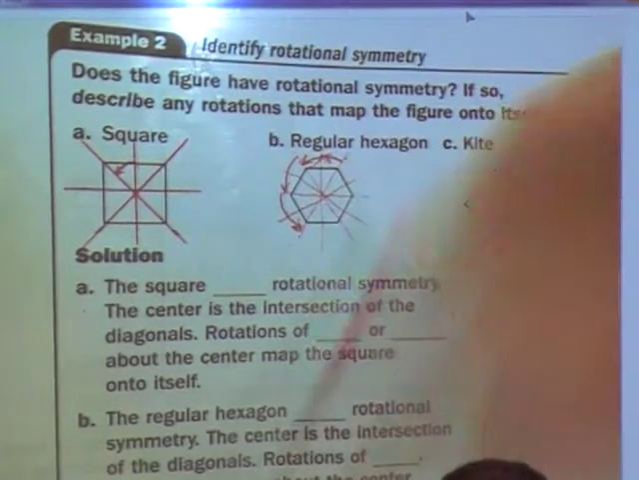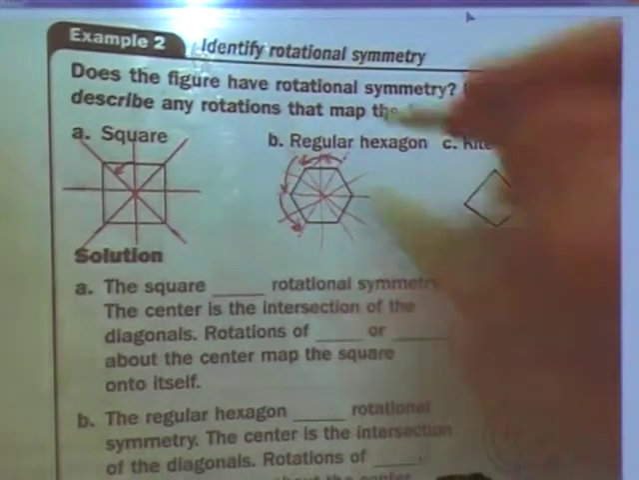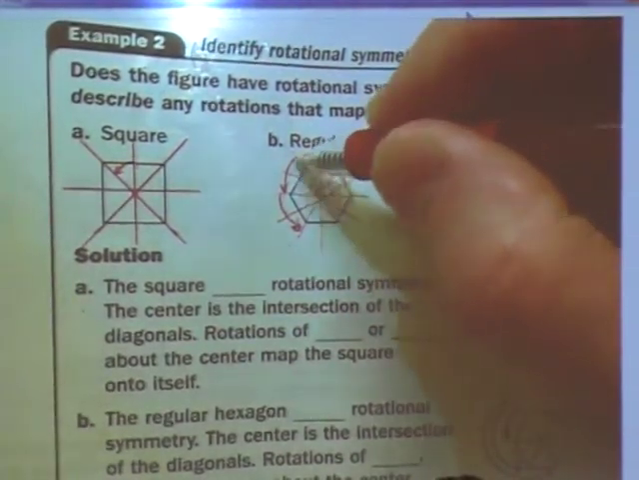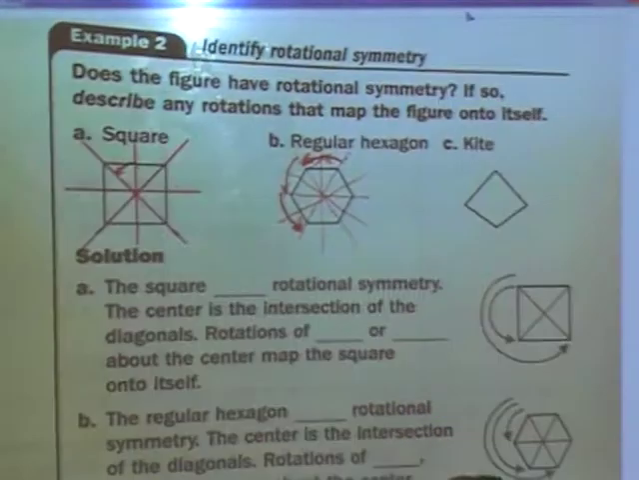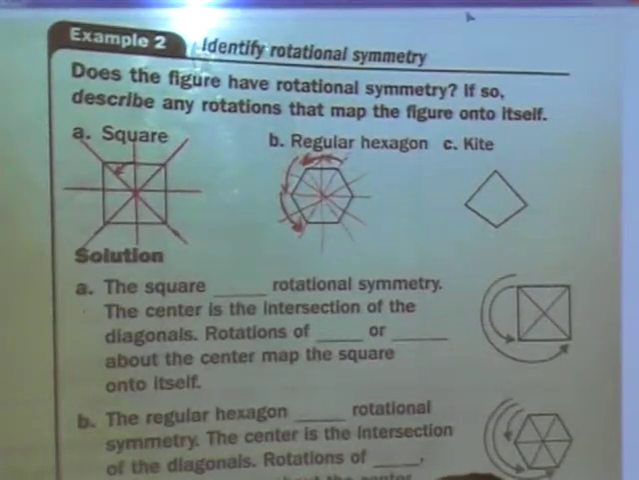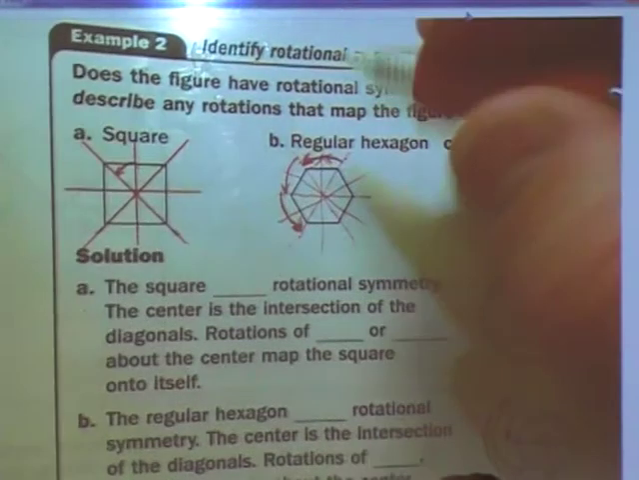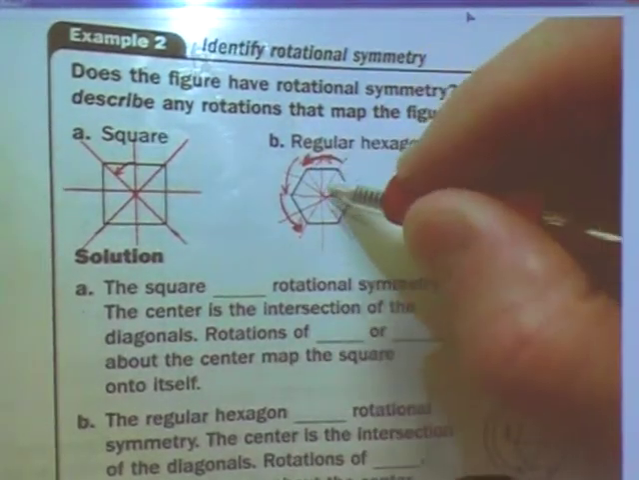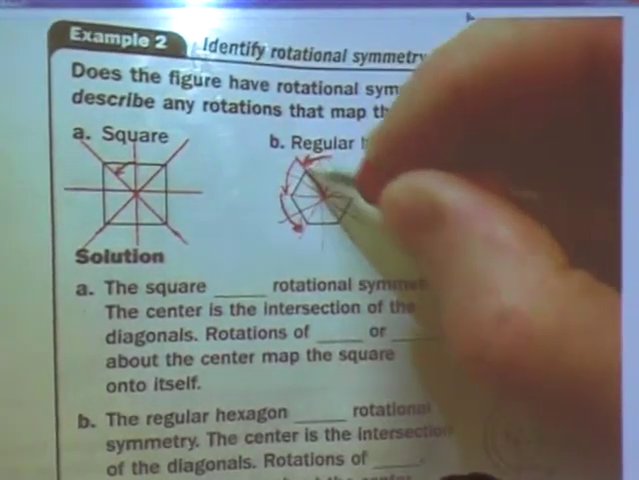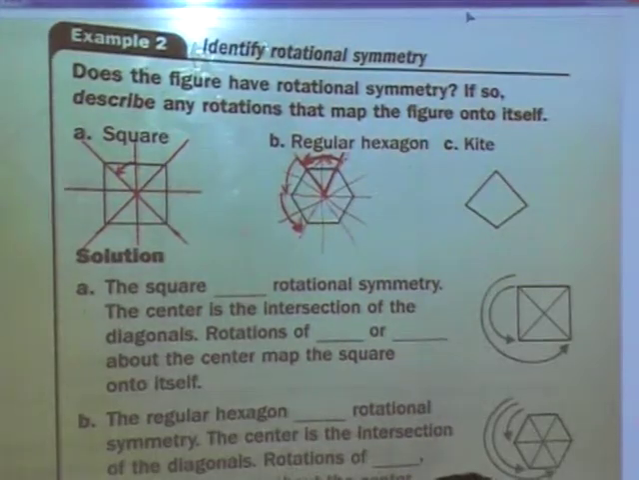There's my 180. How many times did I rotate it? There's 1, 2, 3. How many degrees is that? 180 degrees total. But how many degrees is this one right here? 60. So you can kind of look at the degree there. That's going to be 60.